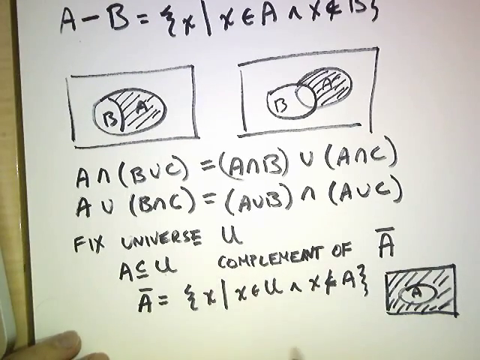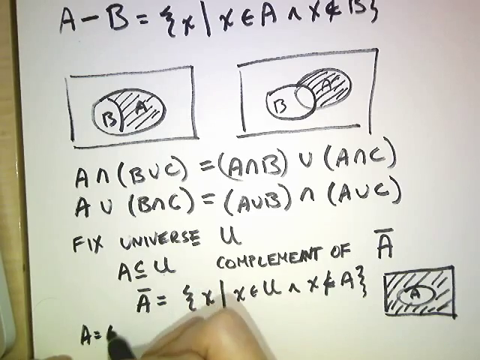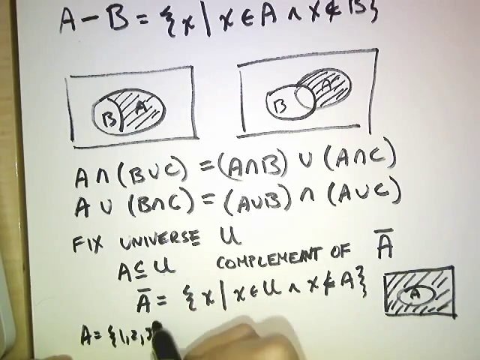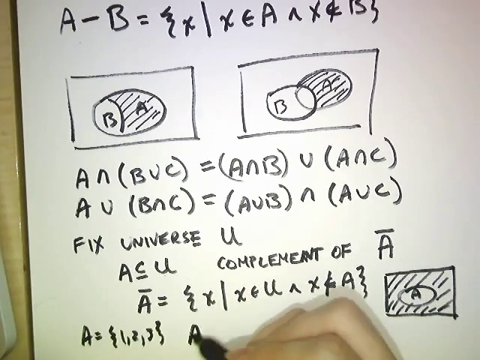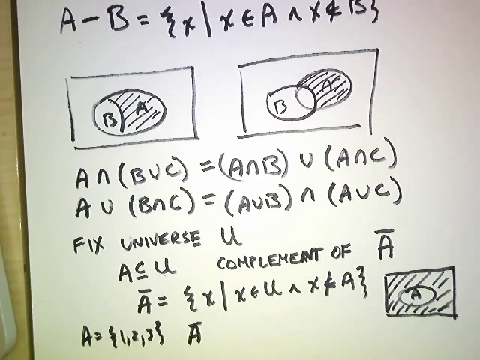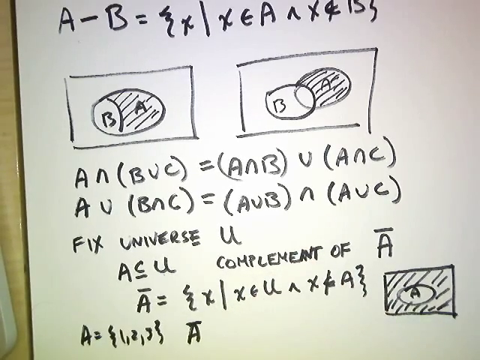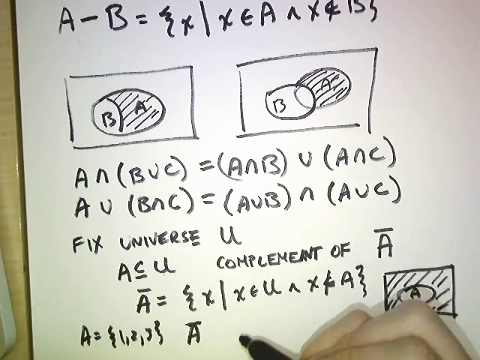For example, if you tell me that A equals {1, 2, 3}, and you don't tell me what the universe U is, and then you say A complement, well, I don't know what A complement is, unless you've given me more information. I mean, A is 1, 2, 3. What's the universe? Is the universe all positive integers, or is it all integers, or is the universe just the numbers 1, 2, 3, 4?